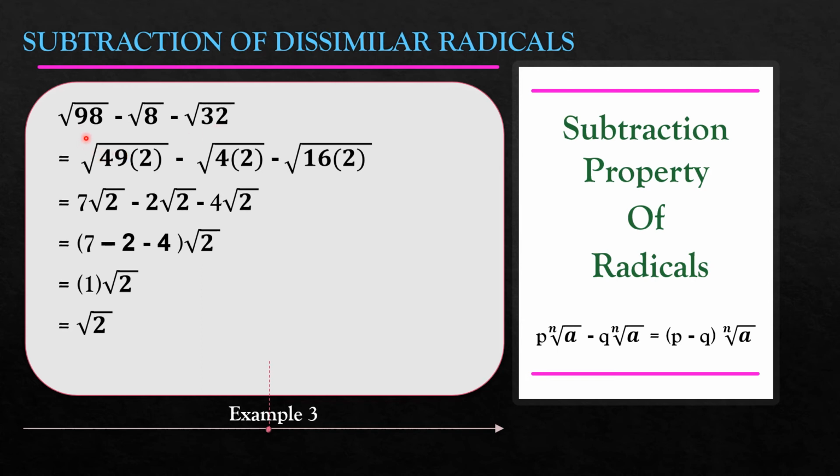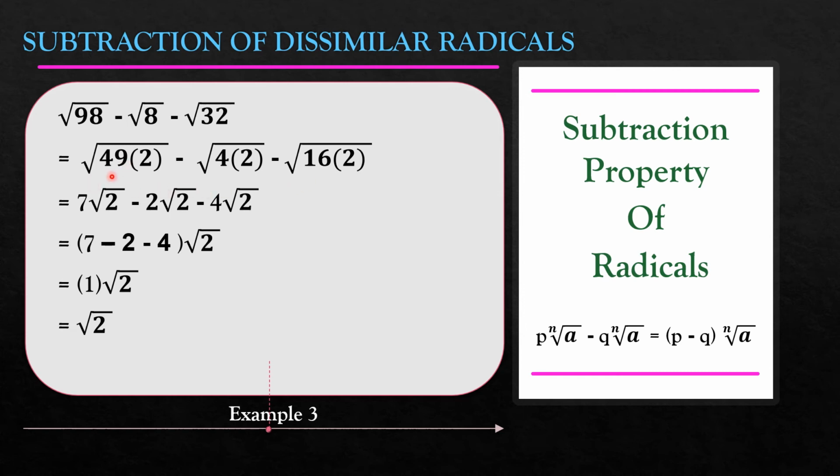Like in 98, the factors of 98 are 49 and 2. So we have 49 times 2 here. For square root of 8, the factors of 8 are 4 times 2, and 32 is 16 times 2. So, as you can see, we now have 49, 4, and 16. They are all perfect squares. This means we can get their square roots.